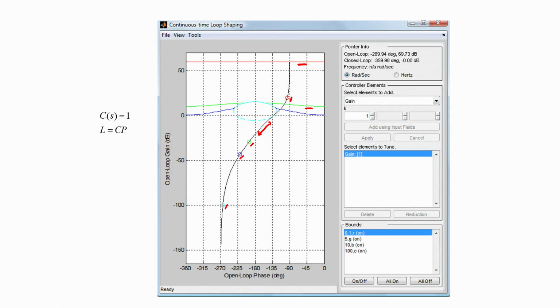Now we see that almost every single specification is being violated by just the plant alone, and in particular the red circle, which is a loop gain at 0.1 radian per second, is well below the red bound, and hence in the area that is not permissible at 0.1 radian per second. The green circle is well below the green bound, the blue circle is well below the blue bound, and so on and so forth. This is the situation when our controller C of s is equal to 1, in which case our loop gain will simply be equal to the plant transfer function.